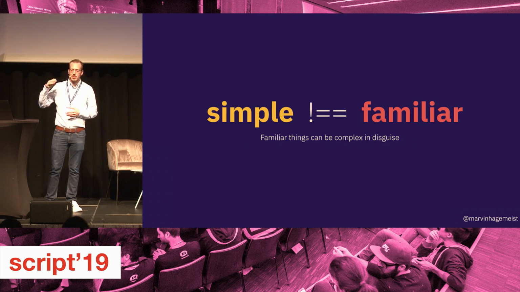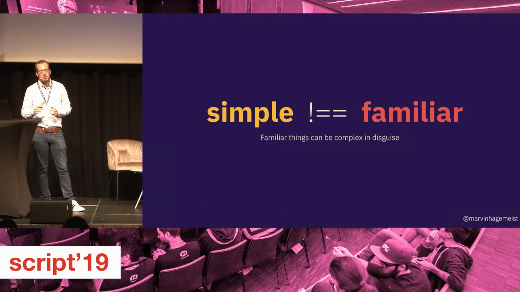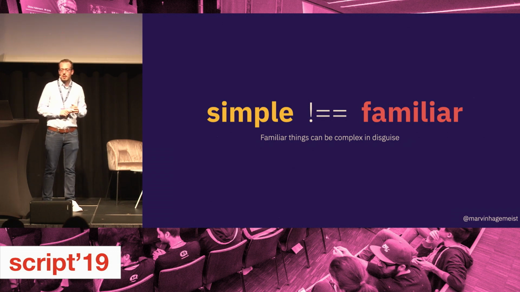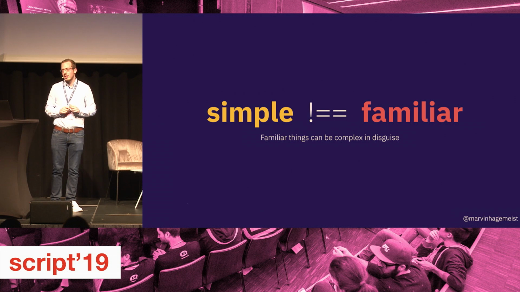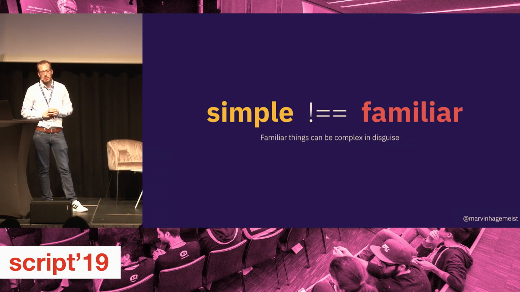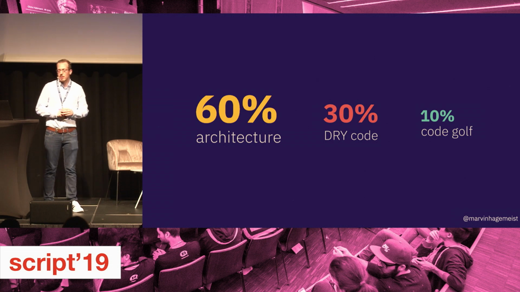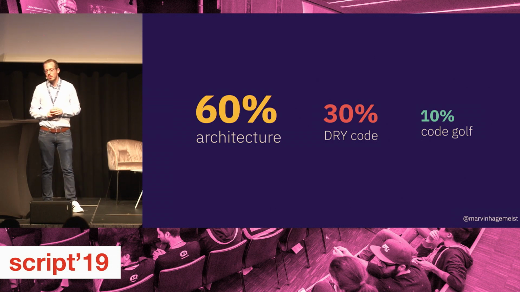You may have a process in enterprise where you need to do this, and then you need to click on this button and that button, and so on. And the thing is, it's not simple. It's familiar to that person, that's why it appears simple to him, but it's actually not simple. So my motto throughout programming is that familiar things can be complex things in disguise. So do not confuse the two. Simple is not familiar.